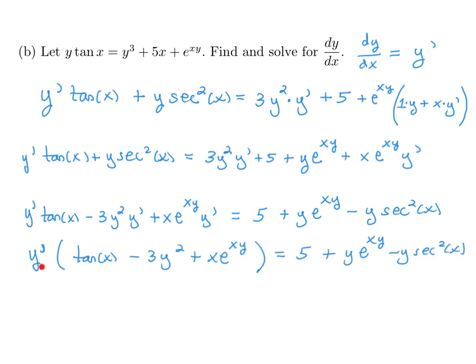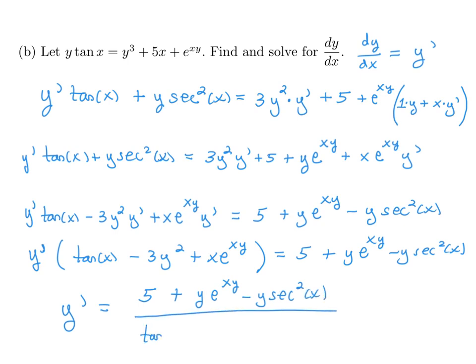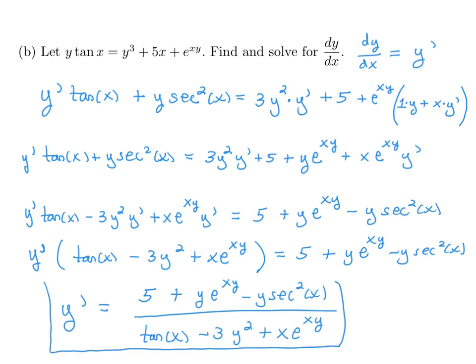And then to get y prime by itself, I'll divide this whole thing to the other side. Here's my final answer. Y prime is equal to 5 plus y e to the xy minus y secant squared of x, all divided by tangent of x minus 3y squared plus x e to the xy. And this whole thing is the final answer.